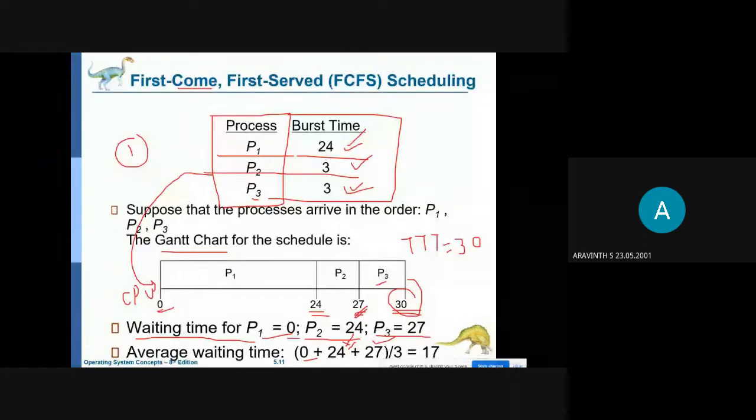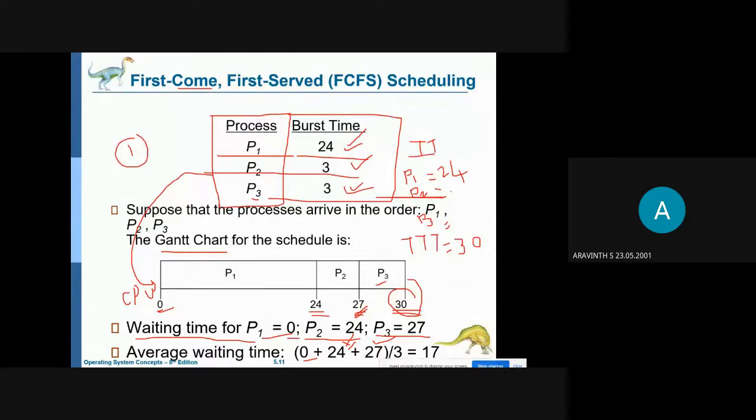Turnaround time, TAT, how do you calculate it? You take the completion time of P1, the completion time of P2, and the completion time of P3. You find these three and divide by 3. P1's completion time is 24. Turnaround time is when it completed. P2's completion time is 27. P3's completion time is 30.